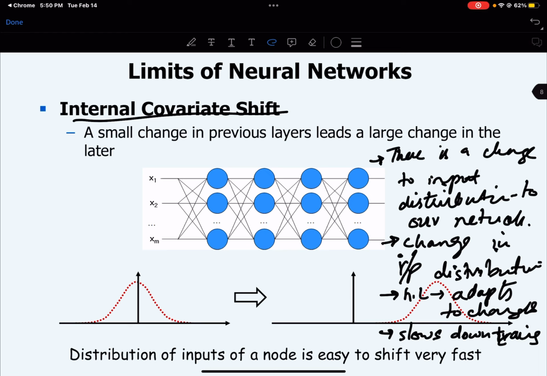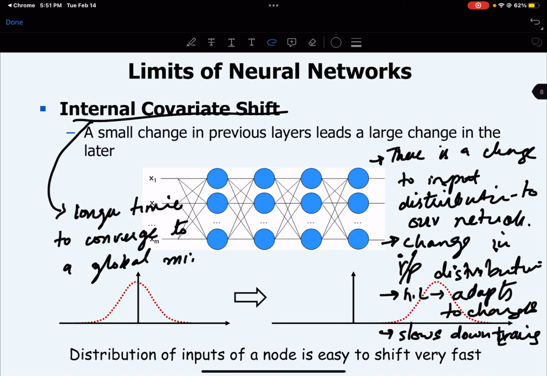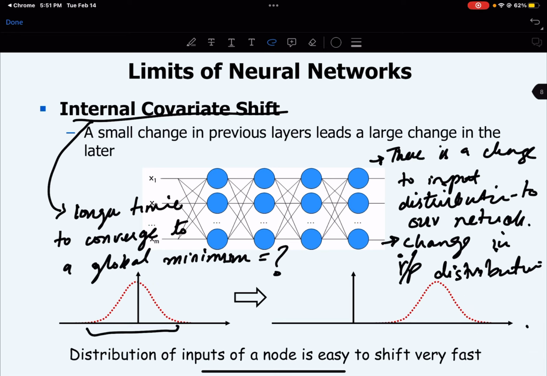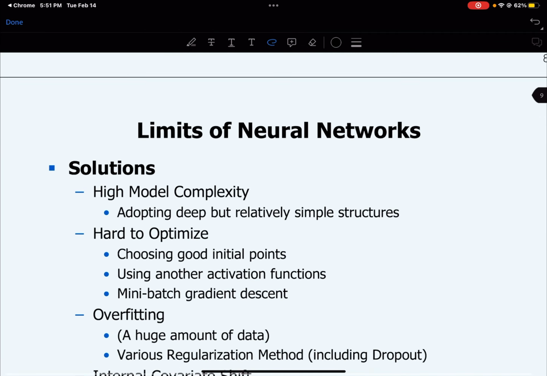And what is the problem with the internal covariate shift? It leads to a longer time to converge to a global minimum. So that is the problem. If there is a change, like in this example, this was your actual distribution, and here on the right hand side we have a shift in the actual distribution. Now the model has to relearn this new pattern, and it slows down the training process. And when the model training is slowed, it takes a longer time to converge to a global minimum, which is not desirable in training networks.